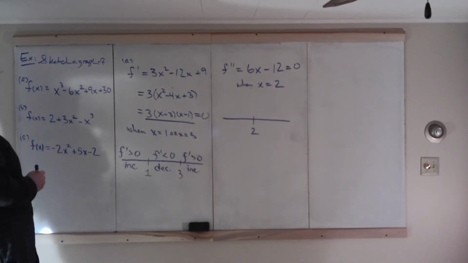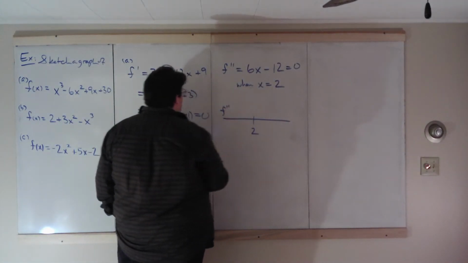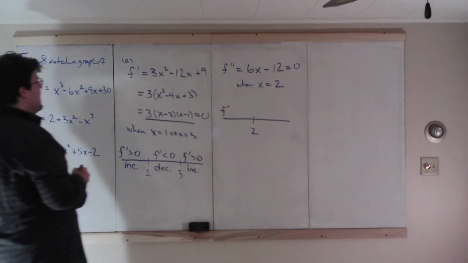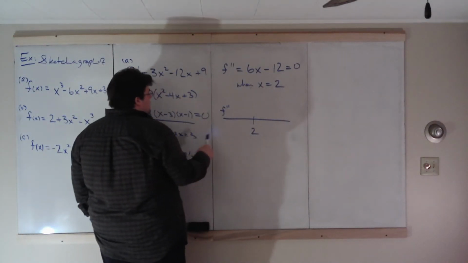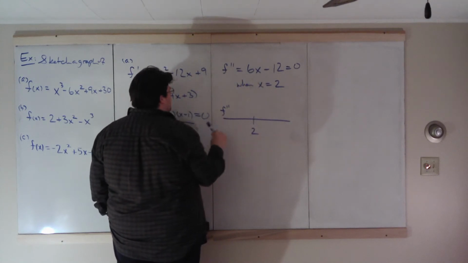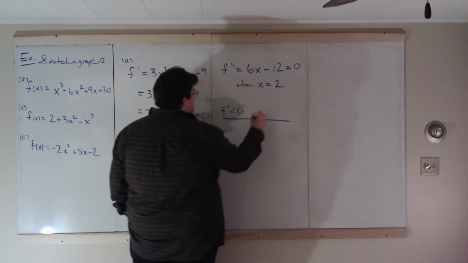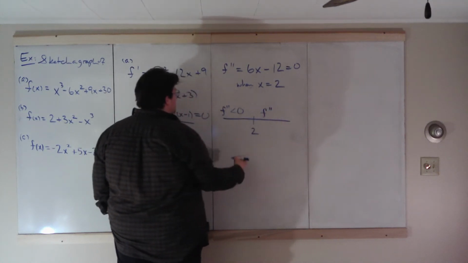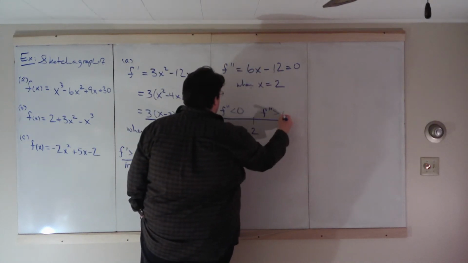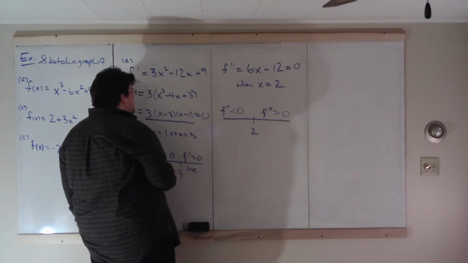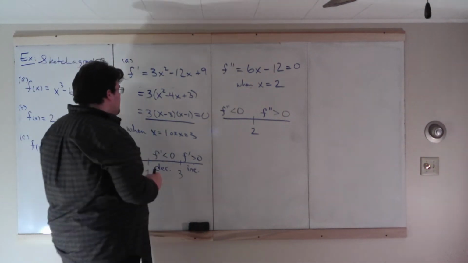In this case, it just splits into 2 pieces. And we want to look at where the second derivative is positive, where the second derivative is negative. On this side of 2, I'll pick x equals 0. When x equals 0, the second derivative is negative. Over here, we can pick a number like 3. When x equals 3, the second derivative is positive. And the sign of the second derivative tells us about the concavity of the original function.